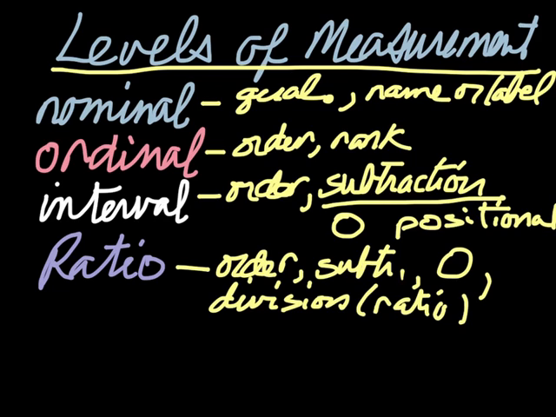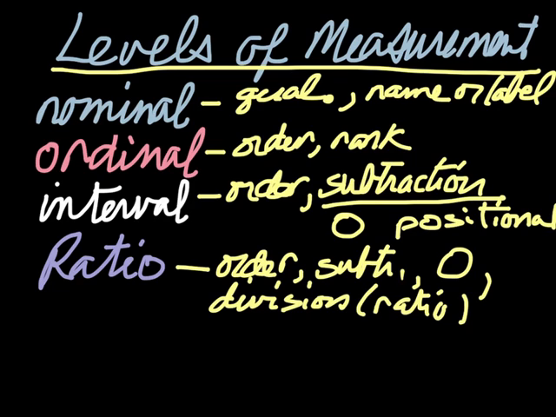So suppose I have a variable that's at the interval level. Well, it's going to have order, but also, and this is the biggie, subtraction makes sense. So what do I mean by that? Well, if I have things at the interval level, suppose I have something like temperature. Temperature is a great example of an interval level. The temperature of 50 degrees is higher than 25 degrees, is higher than 0 degrees.